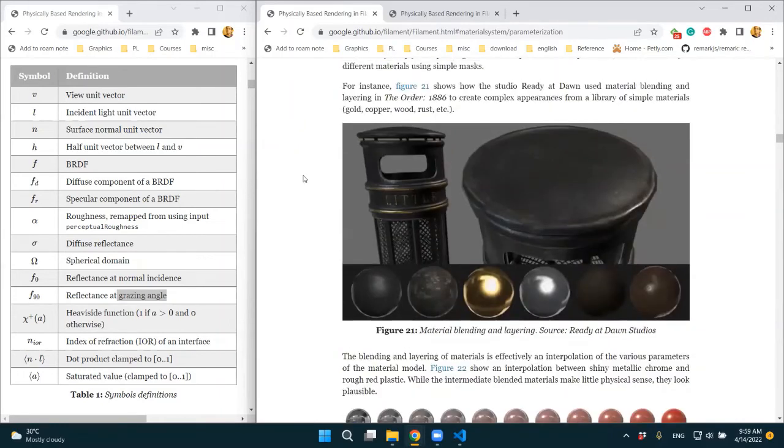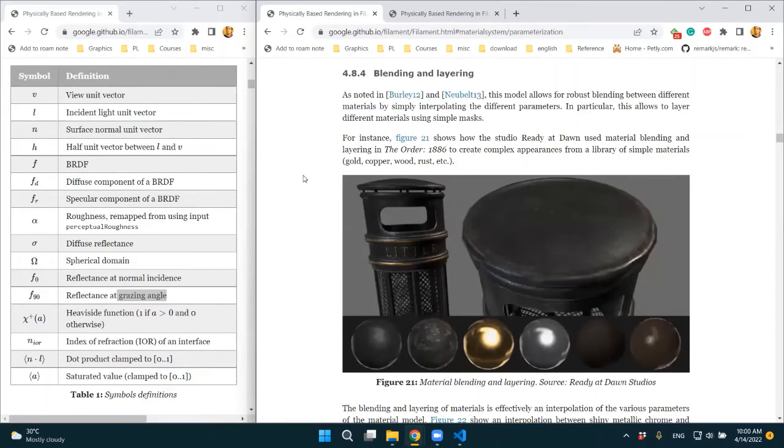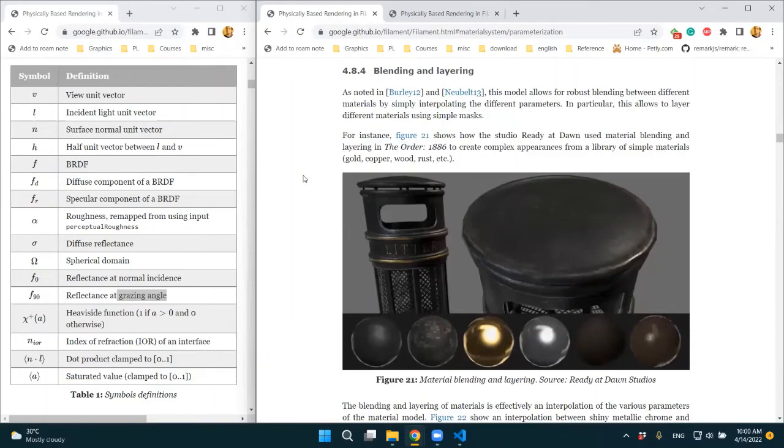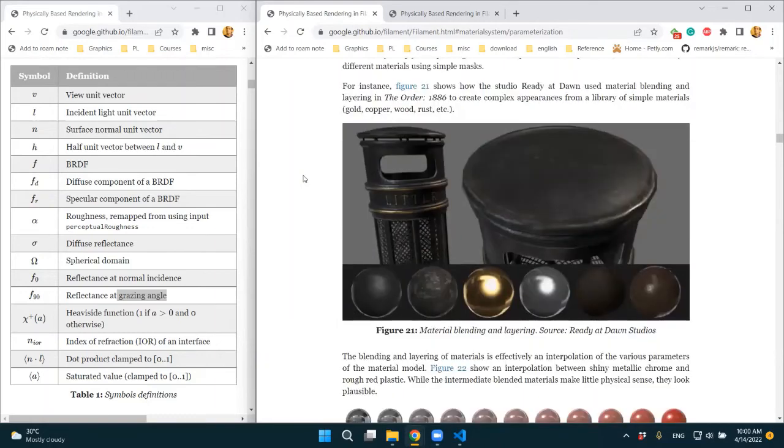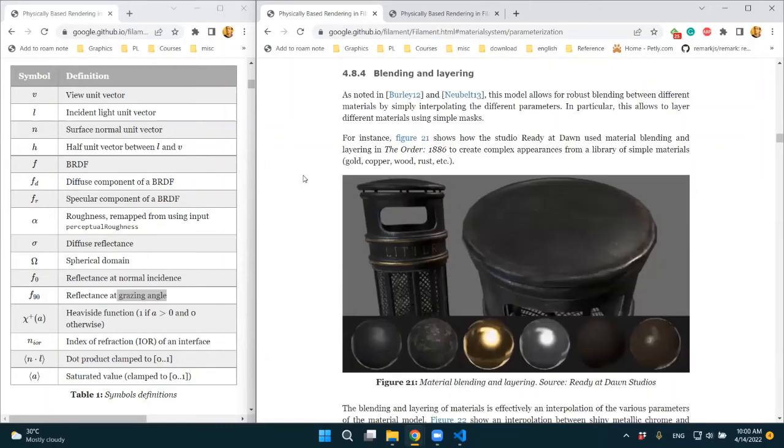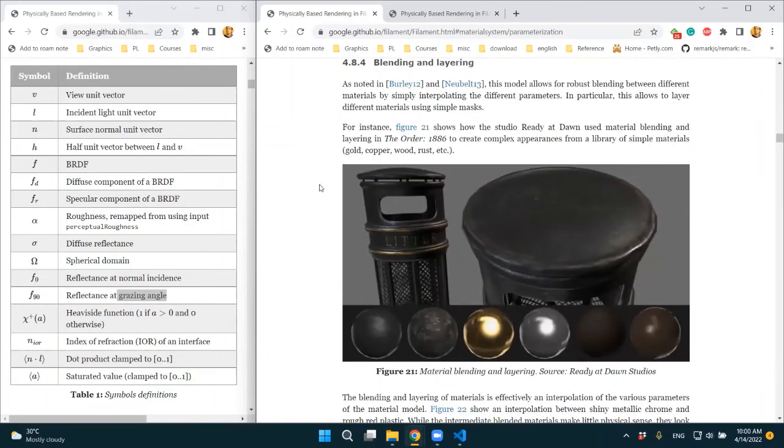Oh, actually, that's a good question. Because I think you're right though. I think they are just using layering here as well, but I'm just not sure. Yeah, what they said was that blending and layering of materials is effectively an interpolation of various parameters of the material model. So they're just using it as a synonym. Maybe they're just assuming that the layers are thin enough that we could kind of blend. Okay.